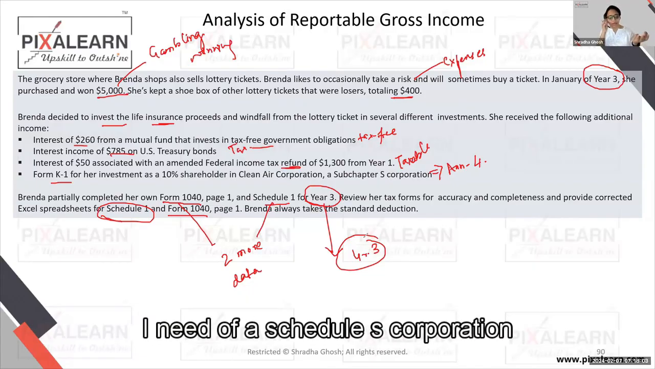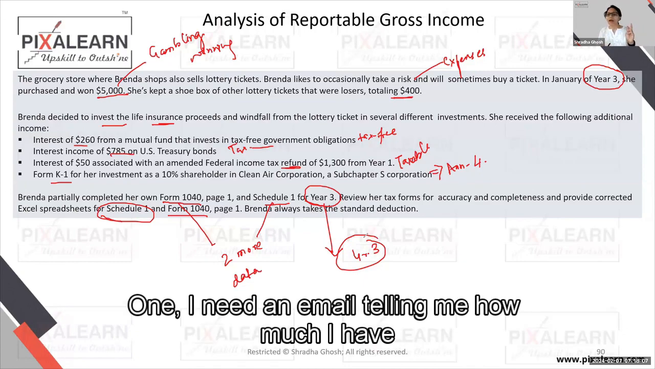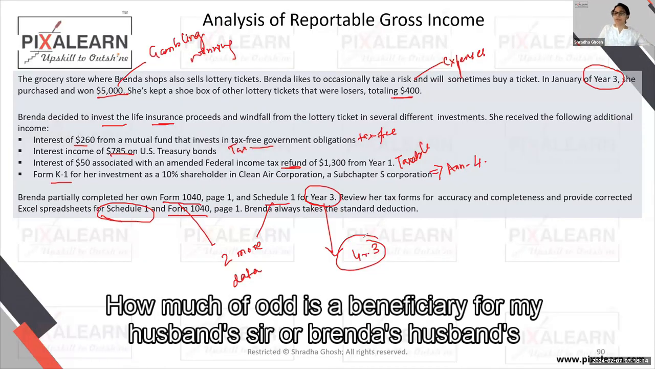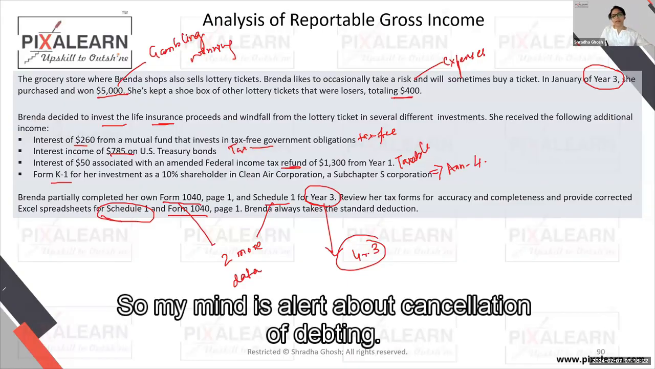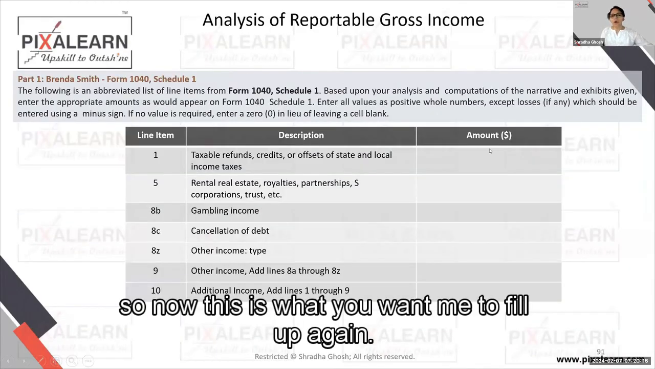I need a Subchapter S Corporation Form K-1. I need an email telling me how much I have won as a beneficiary, or how much I've earned as a beneficiary for Brenda's husband's death. Also, I need 2 more pieces of information. Okay, so my mind is alert about that. Cancellation of debt income. Okay, so now this is what they want me to fill up.